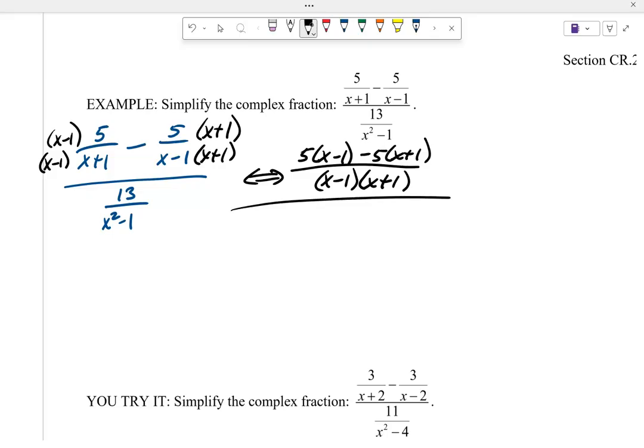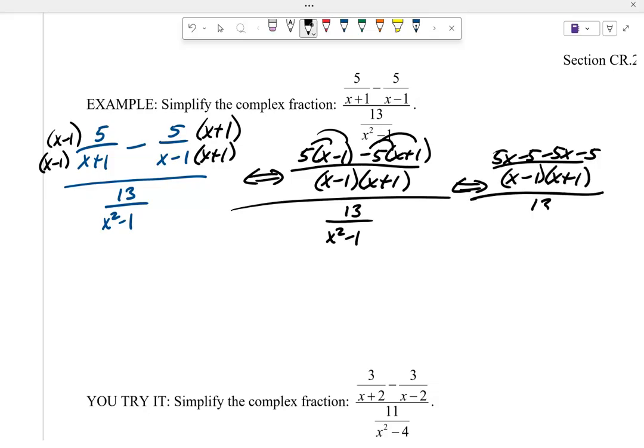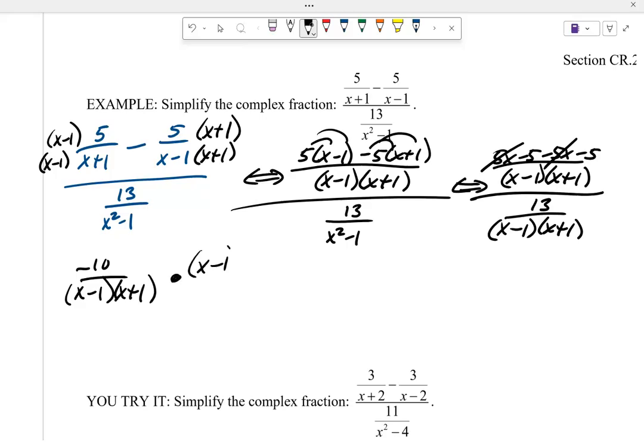And then, so I got one fraction there. This is all over 13 over x squared minus 1. Let's go ahead and clean this up a little bit. So we got 5x minus 5 minus 5x minus 5 over x minus 1, x plus 1. This is all over 13. I'm going to go ahead and factor that difference of squares there. So I got a fraction over a fraction. I got negative 10 over x minus 1, x plus 1 over that other fraction. So I'm going to multiply by the reciprocal, x minus 1, x plus 1 over the 13. And notice everything cancels except for the negative 10 over 13.